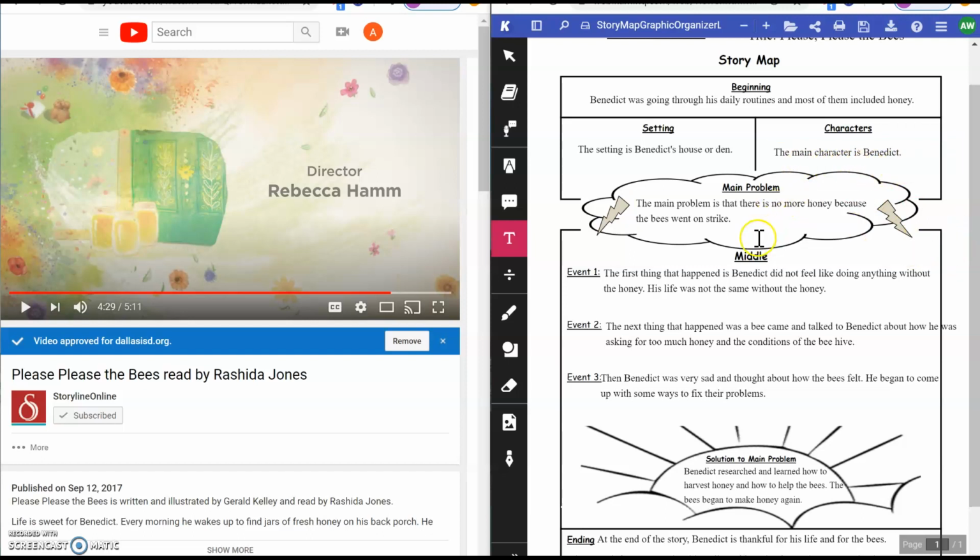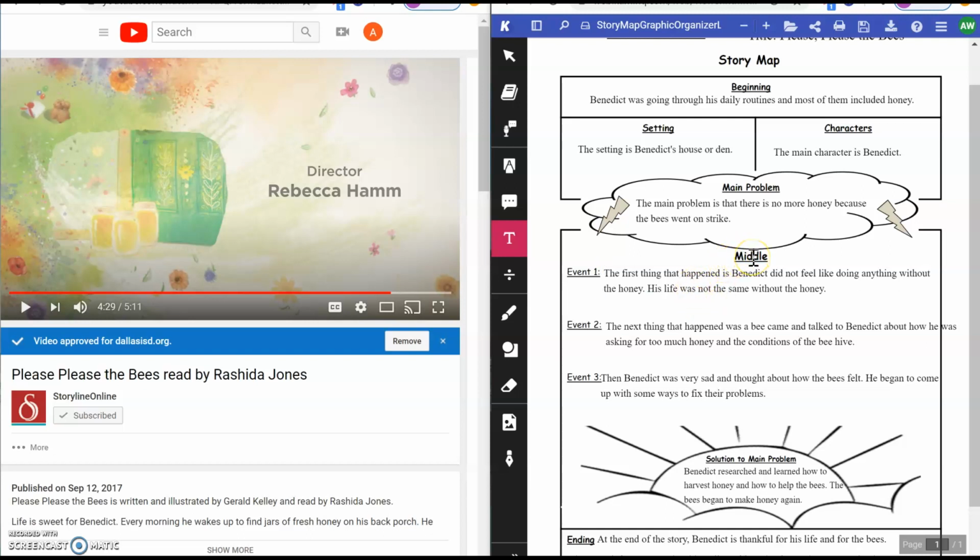So let's go down to the problem. It has all the thunder, the lightning bolts, and the cloud, because this is when stuff goes wrong. So the main problem is that there is no more honey because the bees go on strike. So when someone goes on strike, that means they don't like how things are going. So they said they're going to stop doing whatever it was that they're doing.